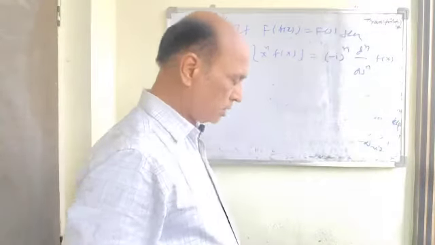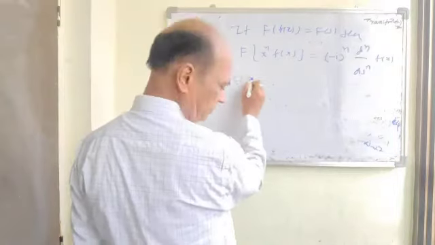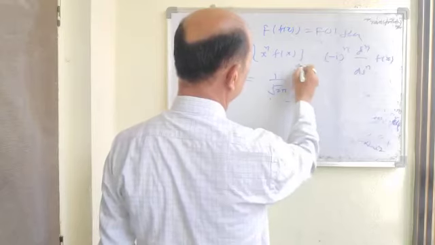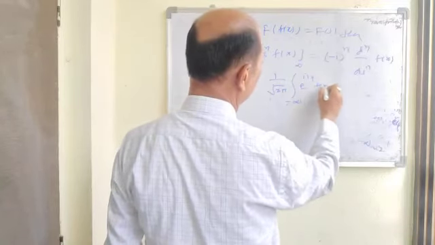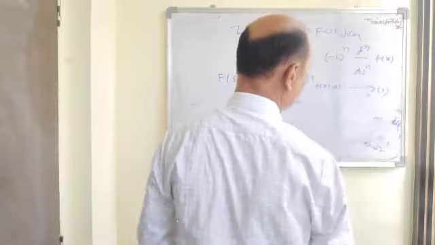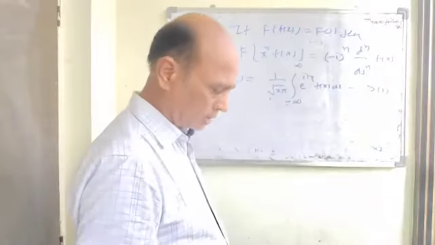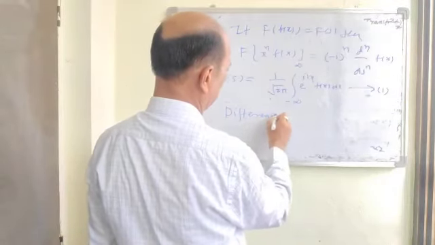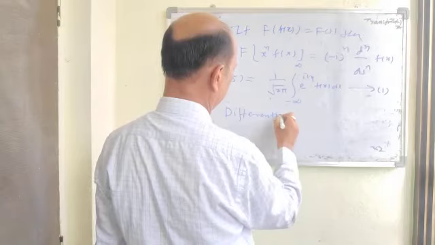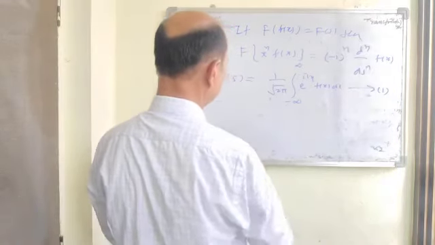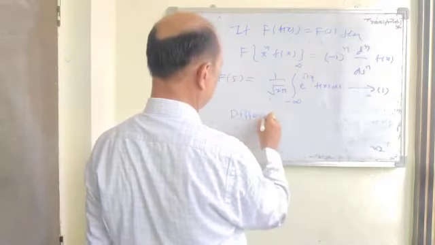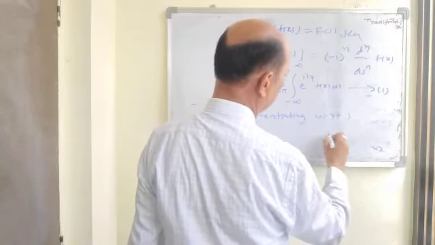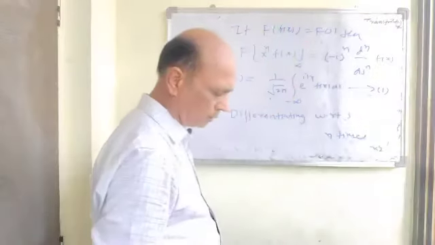So first you write the definition, that is F(s) equals 1 upon root 2 pi integration from minus infinity to infinity e to the power isx f(x) dx. So this is our equation number 1. Now we will differentiate this with respect to s, n times. We have to take the nth derivative here.